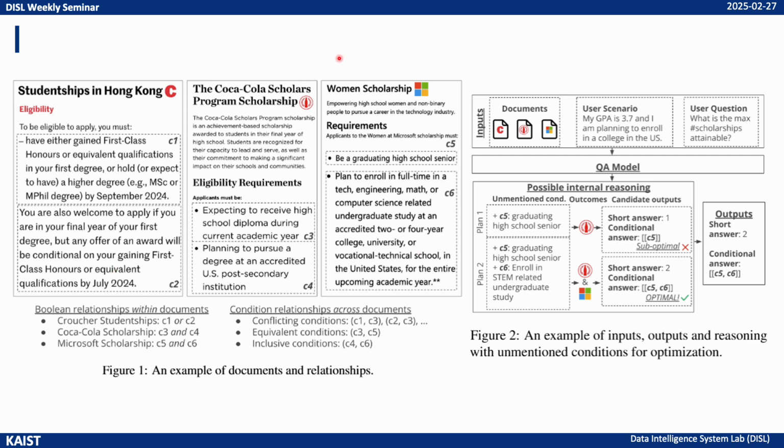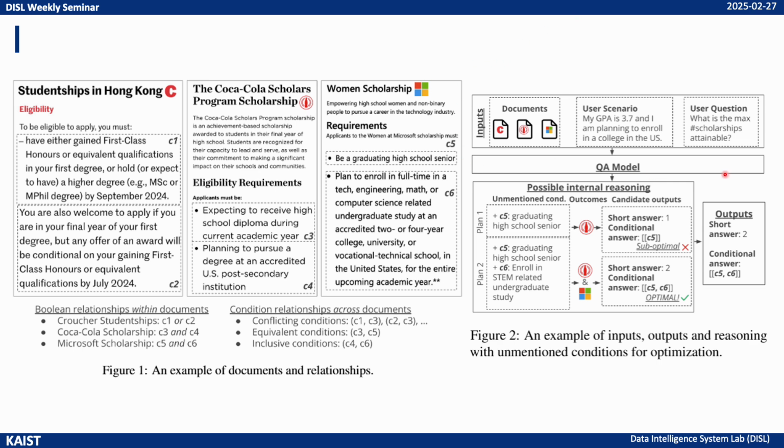For example, in the second document and the third document, there are condition C3 and condition C5, and the annotator looks at these 2 conditions and marks that they are inclusive equivalent conditions. So, given the generated dataset, here is the full scheme of the benchmark dataset.